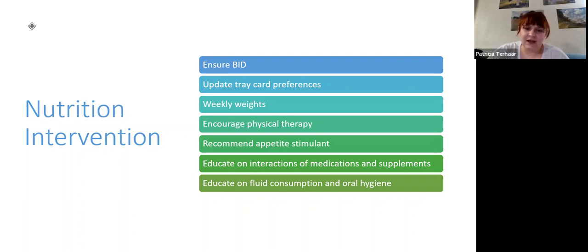Something as well that I thought would be a good nutrition intervention for her would be recommending an appetite stimulant, because she reported not feeling like she had an appetite. So that is something that I would discuss with the interprofessional team to see as a potential intervention if it's something that would be needed if she continued to not eat.